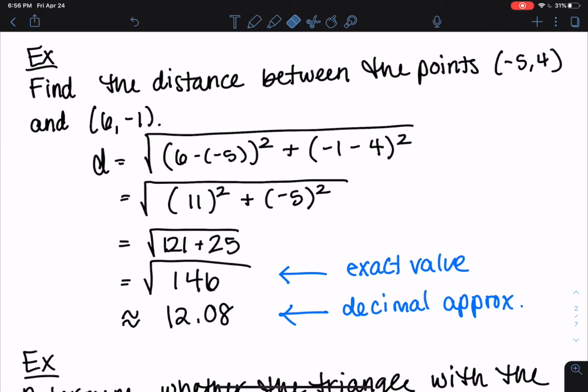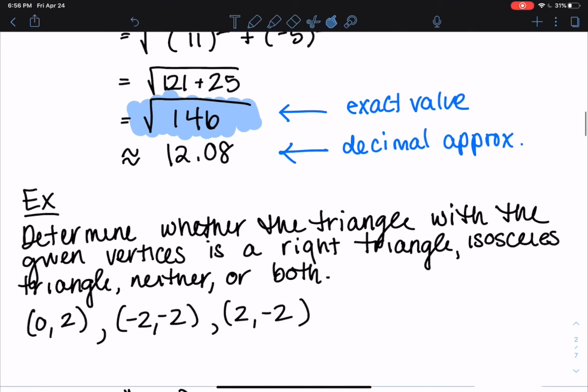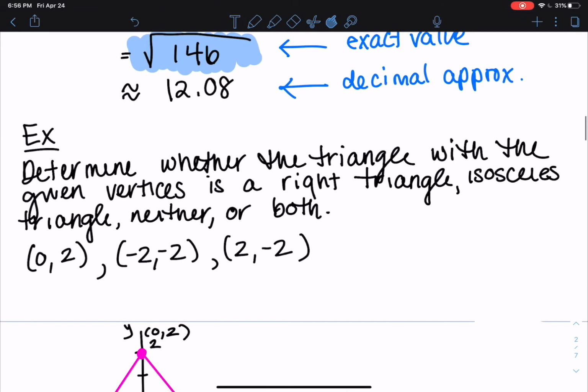It asks if your homework or test asked for exact, you want to leave it in this form. If it's going to tell you to give a decimal approximation, it's going to tell you how many decimal points or places you have to go out to. Okay? So let's utilize this idea and this distance formula to see if something is a special type of triangle.